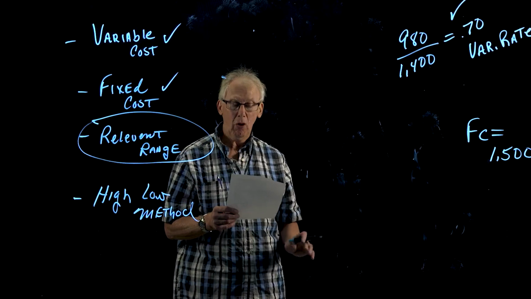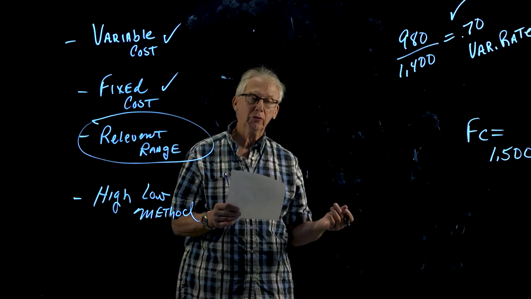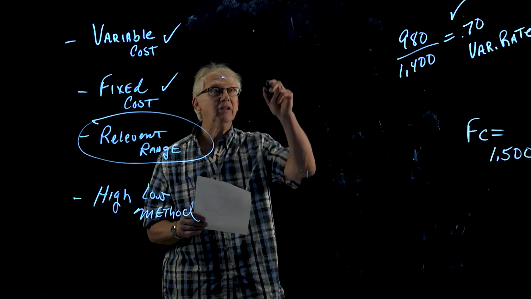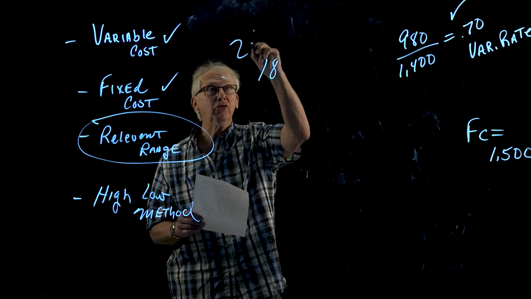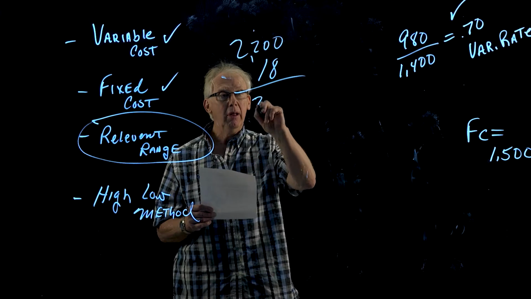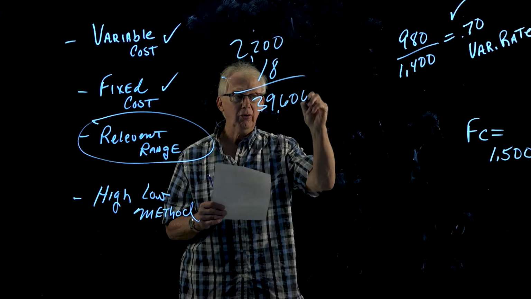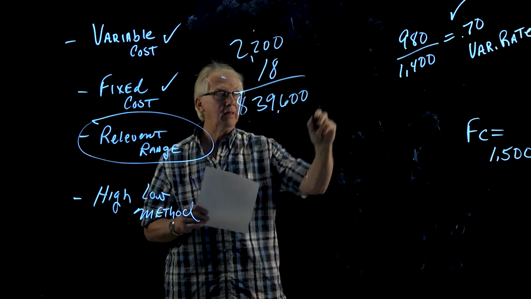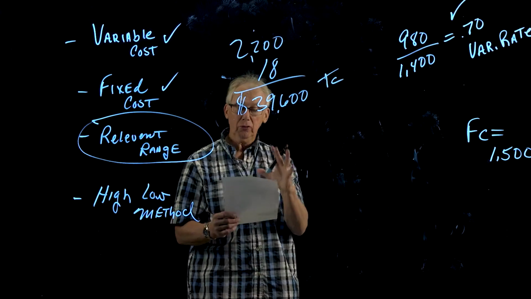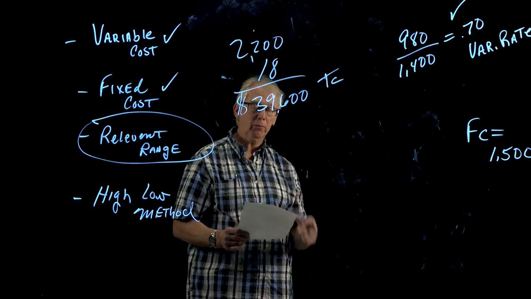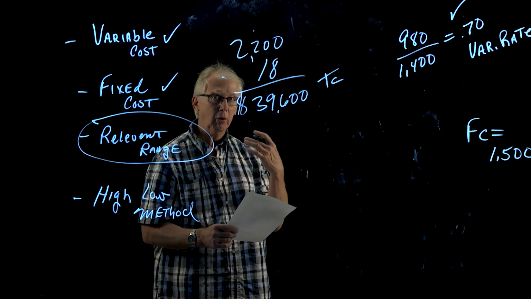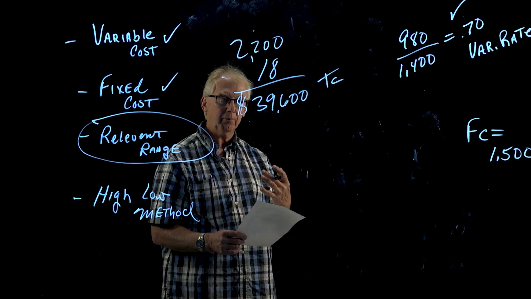Okay, well, first of all, let's figure out the total cost to produce 2,200 bird cages. Well, if the average cost per unit is $18, I would multiply the 2,200 times the $18, and I would get $39,600 total cost. Okay, that's total cost to produce 2,200 bird cages. When you say total cost or average cost, what they mean is both fixed and variable cost together.